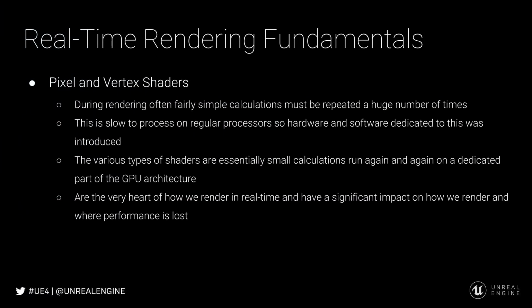Now, during rendering, often very simple calculations have to be repeated over and over again, a huge number of times. And this is really slow to process on regular processors. So a general all-purpose CPU of a computer or other device is not really made to run millions and millions of tiny little calculations over and over again. It's fairly slow in doing so. So what we've done is we created hardware and software dedicated to only doing that kind of work. Those are the shaders. The various types of shaders are essentially small calculations run again and again on a dedicated part of the GPU hardware. They are at the very heart of how we render in real time, and they therefore have a significant impact on how we render and where performance is lost.